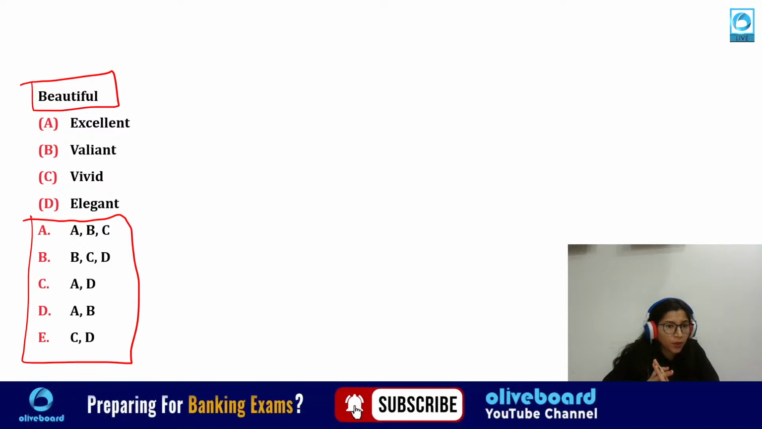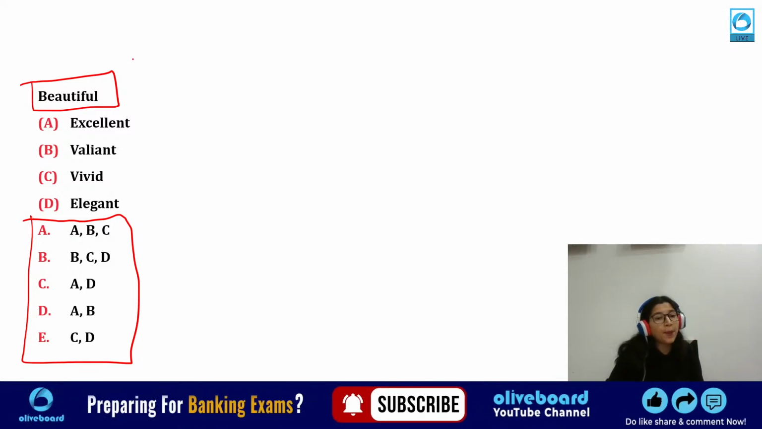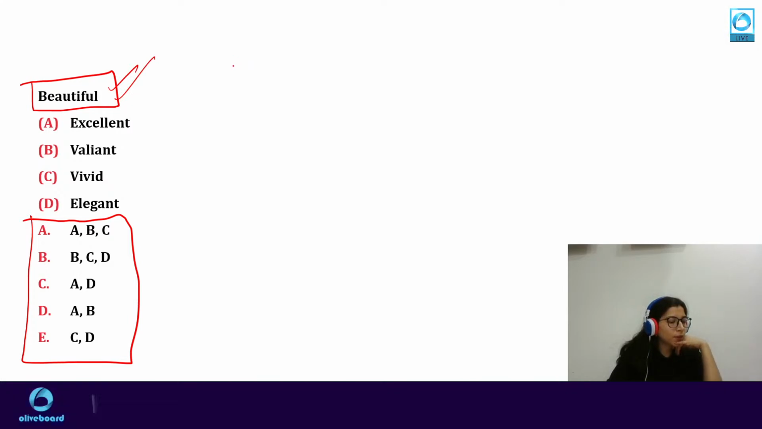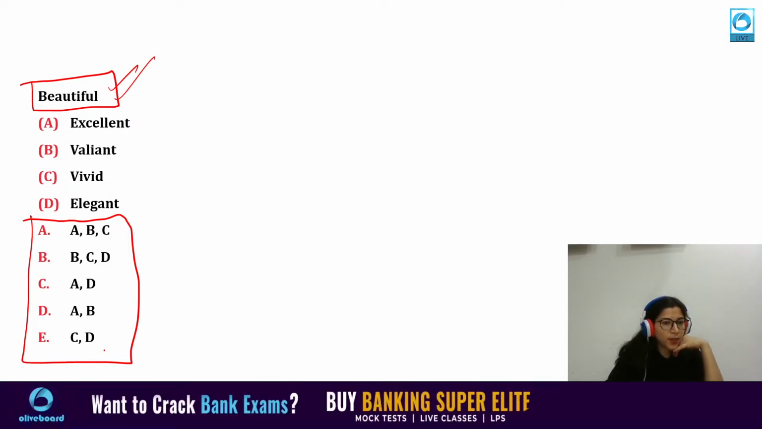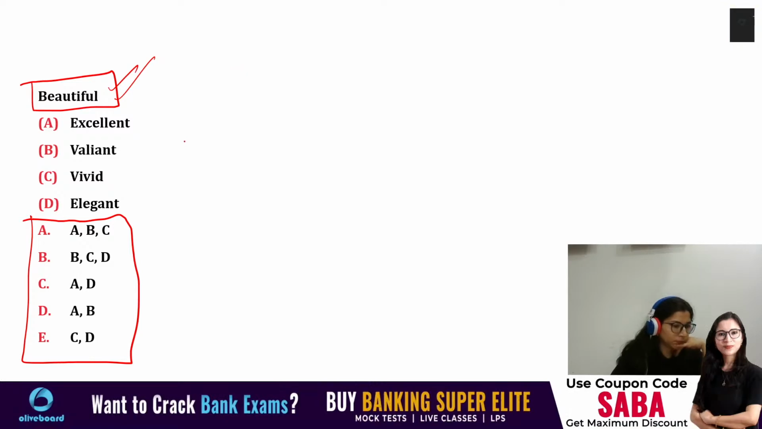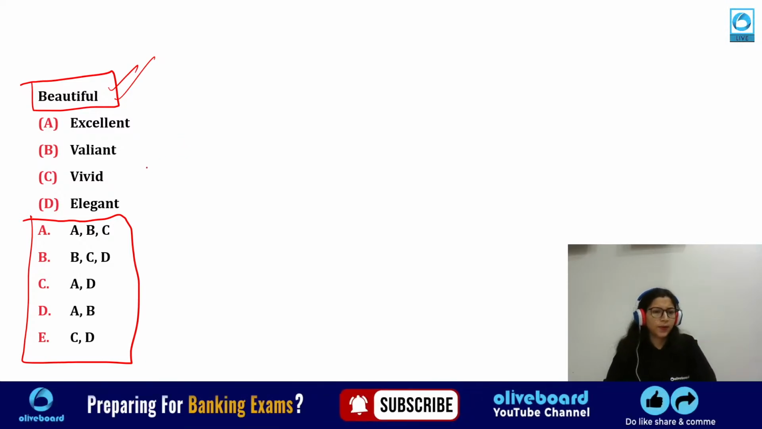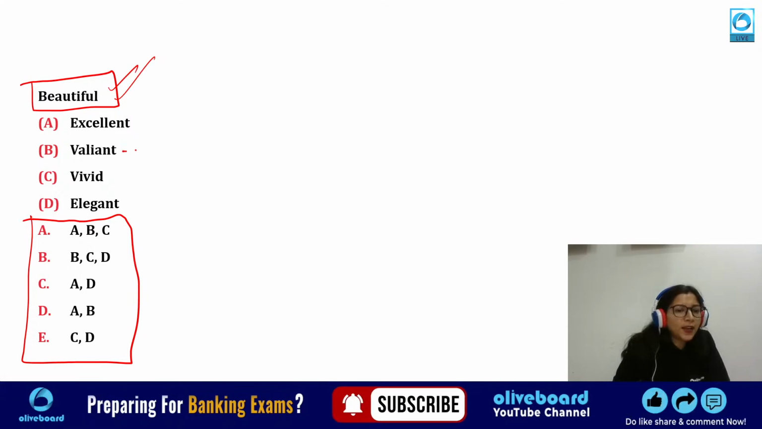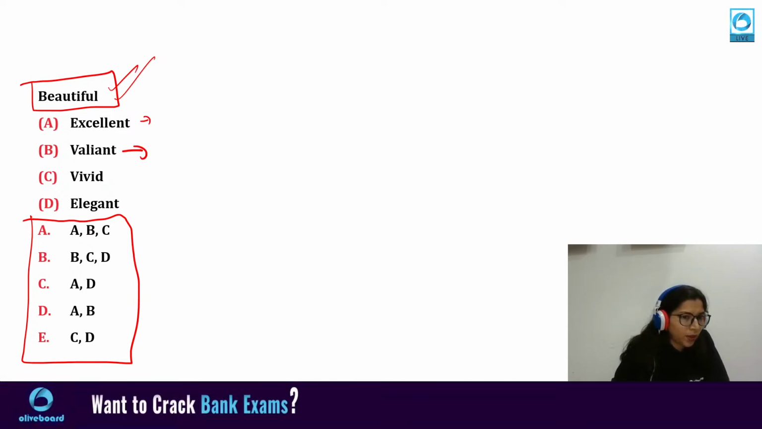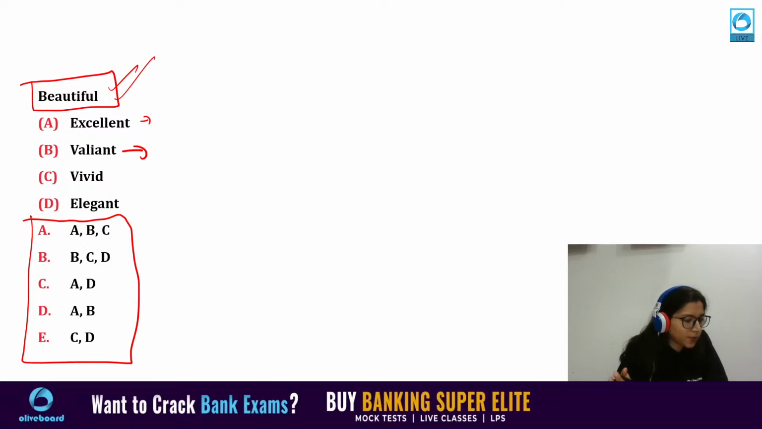Oho, let's see. Look, such a basic word is given, still you all are confused. I am not getting a unanimous reply. It is saying E, C, D. Let's see. Excellent, elegant. Naga is saying C. Excellent, elegant. AD. Let's see. Valiant means, excellent means, you all know. AD. Guys, now let's discuss.